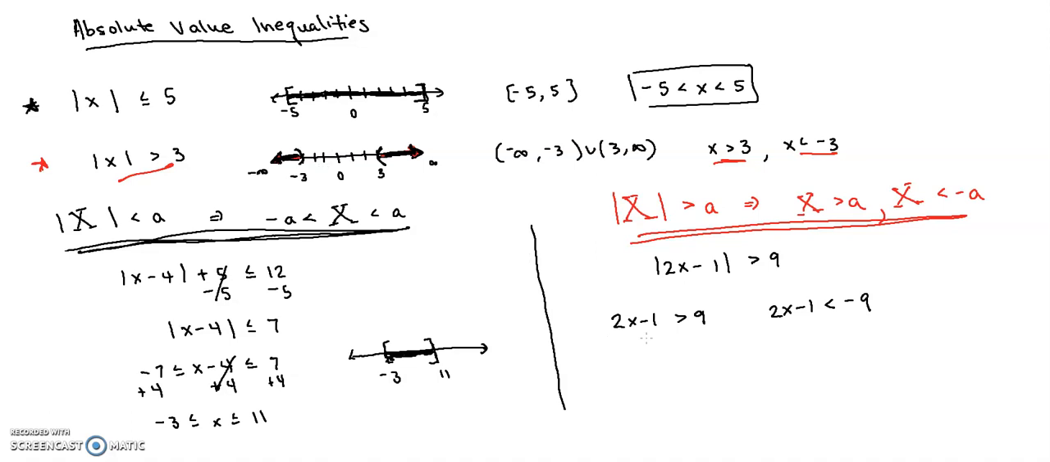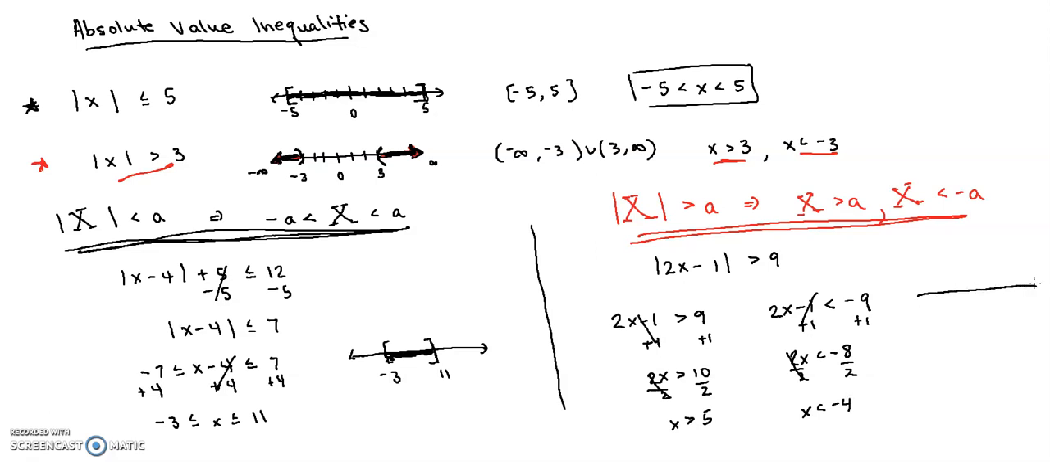Okay, and then we solve for x to decide what x values will work for this. So we're going to add 1 to both sides and divide by 2. That's going to give us x greater than 5 for that piece. And then we're going to do the same thing over here, add 1 to both sides and divide by 2, and we're going to get x less than -4.